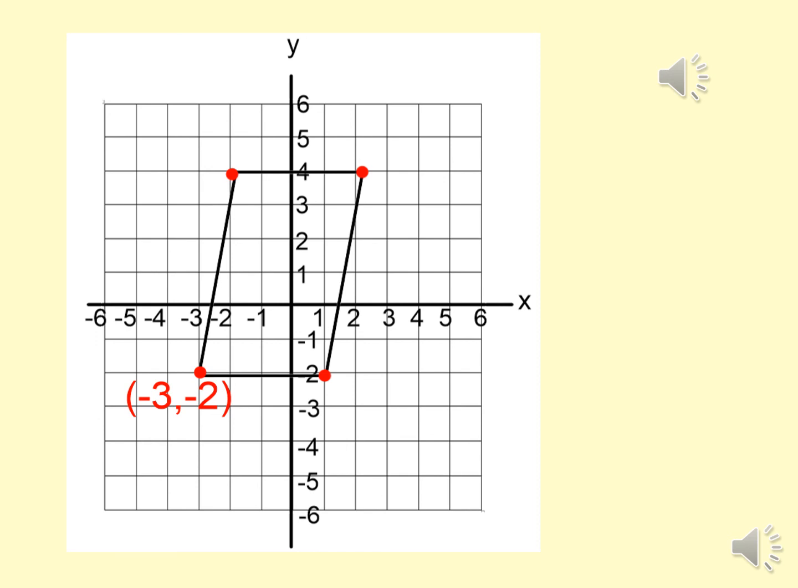As with the example before, the best thing to do is to draw the shape in. So if I draw in the lines of my parallelogram, I can see that the missing vertex is (-3, -2). It goes across all four quadrants. So it's (-3, -2) because if I go along the x-axis first, it's level with the -3. If I go down the y-axis second, it's level with the -2. So the coordinates of that missing vertex are (-3, -2).